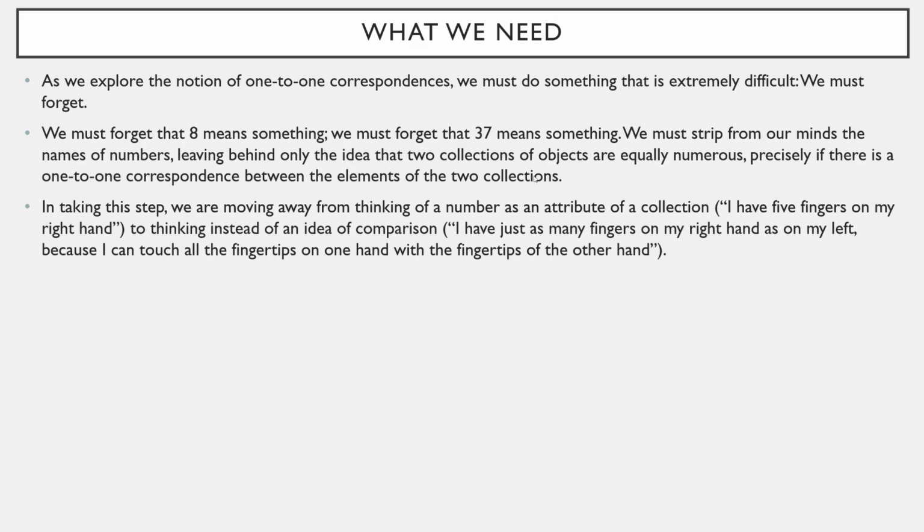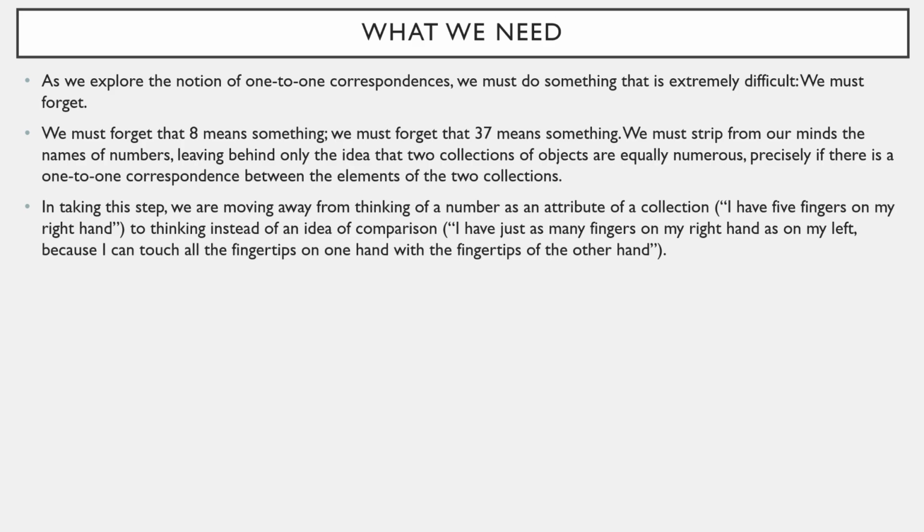So the way you would think about it, in taking this step, we're moving away from thinking of a number as an attribute of a collection, like I have 5 fingers on my right hand. And what we're going to be doing in future sections is thinking of this: I have just as many fingers on my right hand as my left hand because I can touch all the fingers. You can't see it, but as I'm recording this lecture, I'm doing this with my fingertips, and hopefully you might too.